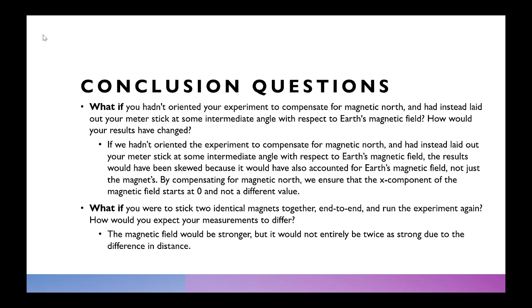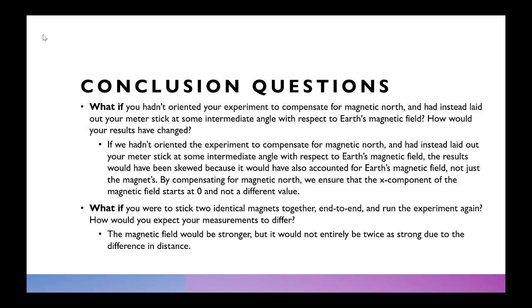If we hadn't oriented the experiment to compensate for magnetic north and had instead laid out our meter stick at some intermediate angle with respect to Earth's magnetic field, then the results would have been skewed because it would have also accounted for Earth's magnetic field and not just focused on the magnets. By compensating for magnetic north, we ensure that the x component of the magnetic field starts at 0 and not a different value. So we only focus on the magnetic field of the bar magnet.